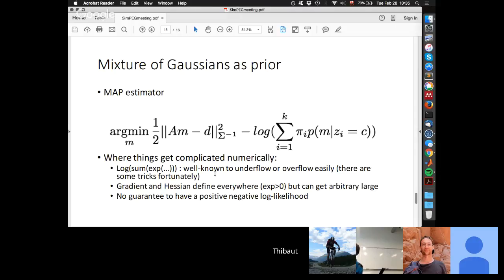And so now to show what my objective function looks like, that's what it looks like. And that's when it has become nasty. My data fitting term is still the same, but now instead of a norm, I have the negative log of a sum of weighted exponentials. This is nasty. The log-sum-exp is a well-known thing in computer science to underflow or overflow very easily. Hopefully there are some tricks that I still need to implement.